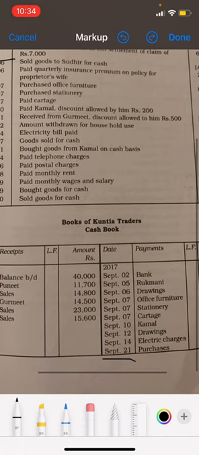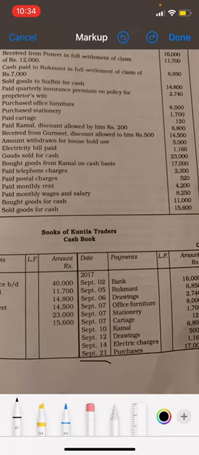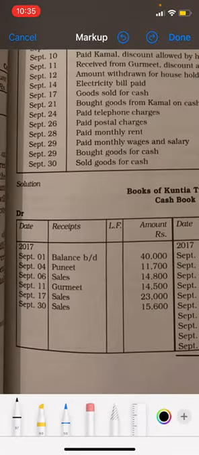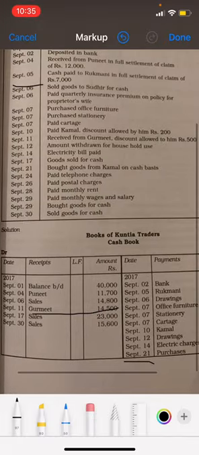Okay, next is received from Gurumit, discount allowed to him is rupees 500. So what exactly have you received? 14,500. So journal entry will be cash account debited to Gurumit's account because you are receiving cash. Cash is an asset. When it is increasing, it has to be debited. So on the debit side of the cash book, you will have to write Gurumit's account 14,500. You cannot consider discounts here because this is a cash book. Only the cash receipts and cash payments have to be entered.